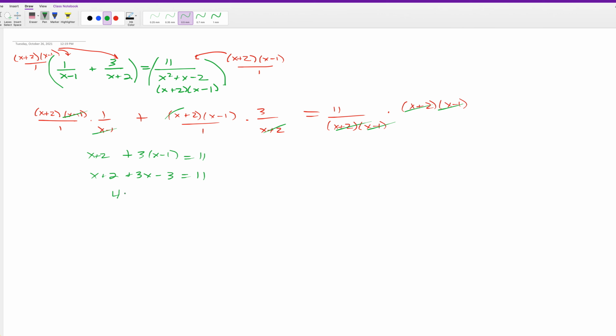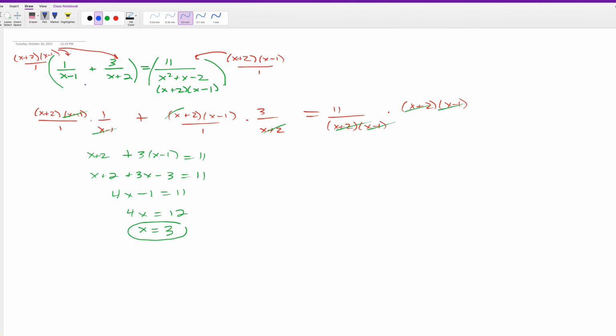Collecting like terms, this gives me 4x minus 1 equals 11. So this is linear. Let's get x by itself. Taking the 1 to the other side, I have 4x equals 12. Dividing both sides by 4, I get x equals 3.